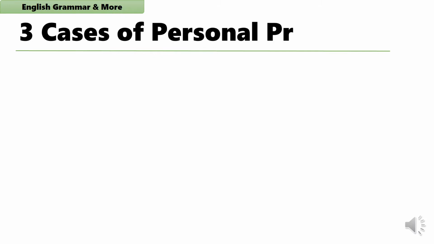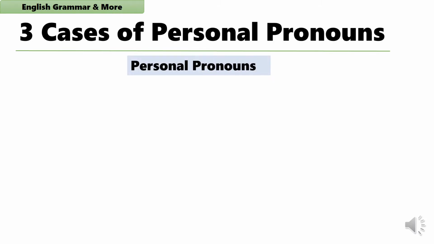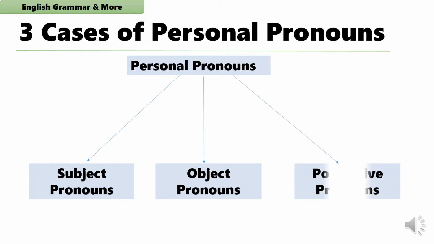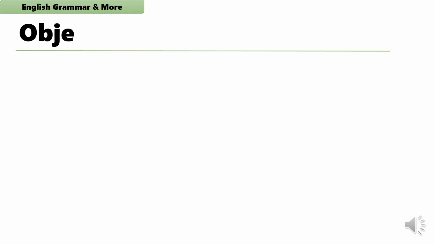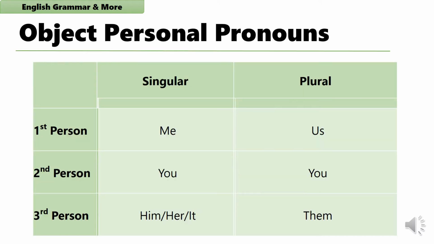English personal pronouns have three cases. Accordingly, they are divided into three groups, which include subject pronouns, object pronouns, and possessive pronouns. In the last video, I talked about subject personal pronouns, and in this video, I will talk about object personal pronouns, also known as personal pronouns in objective case. Object personal pronouns are me, you, him, her, it, us, you, them.